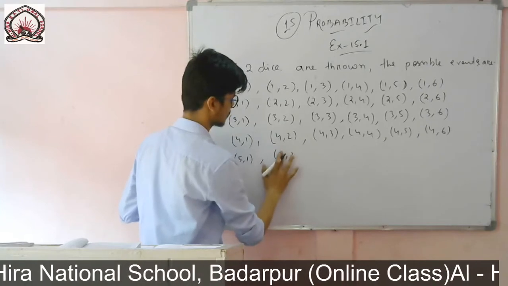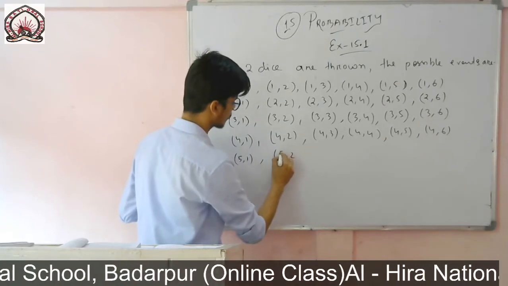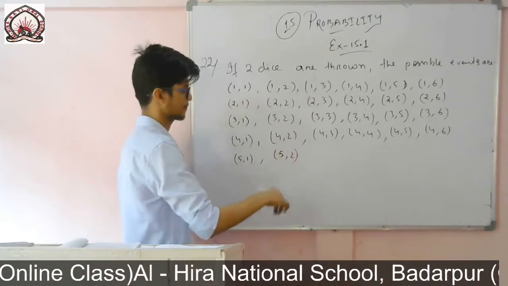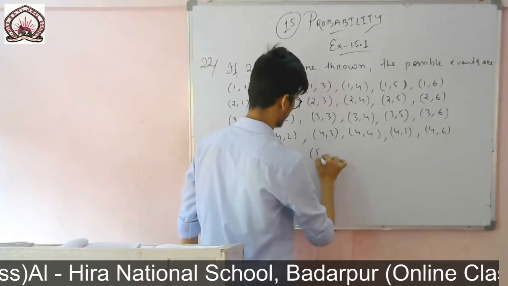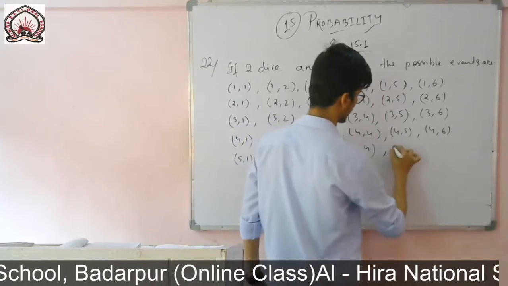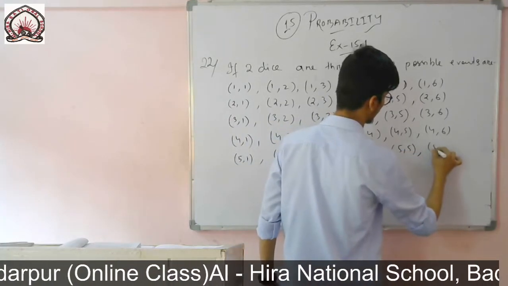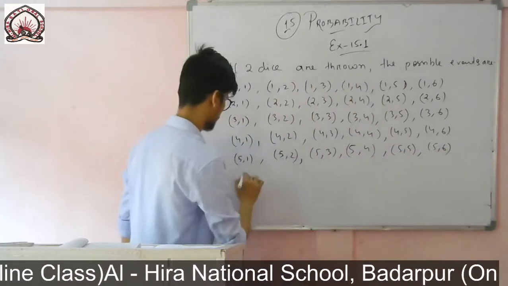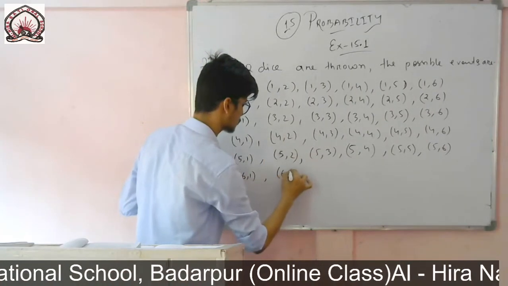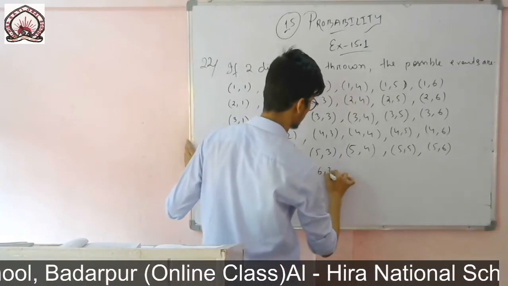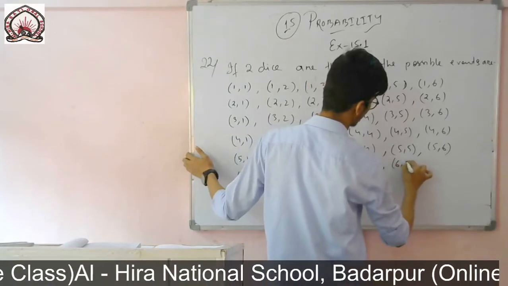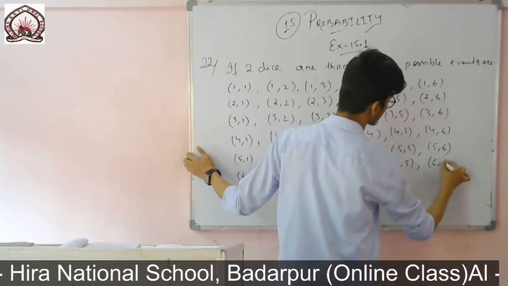There are 2 dice, so in one die 5 will come, another die 1. Then again 5 2. I am writing all the possible outcomes that may come: 5 2, 5 3, 5 4, 5 5, 5 6. The next one: 6 1, 6 2, 6 3, 6 4, 6 5, 6 6.